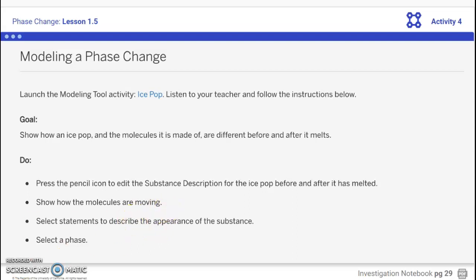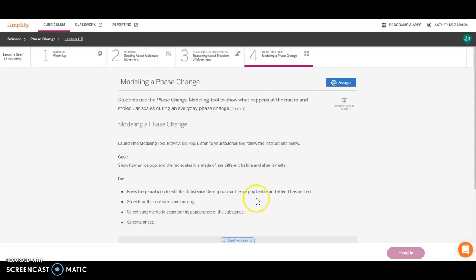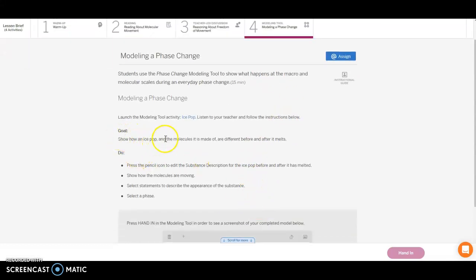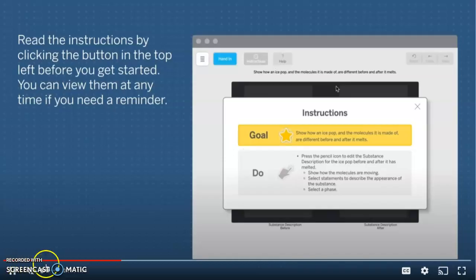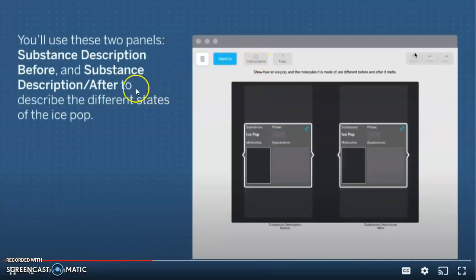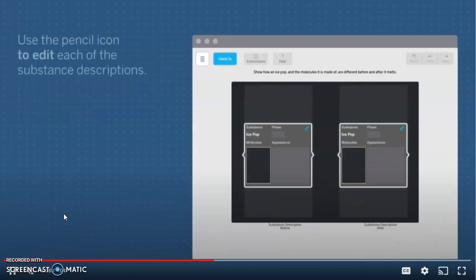As you can see, I hopped back over to Amplify. Your goal is to show how the ice pop and the molecules it is made of are different before and after it melts. You're going to click this right here and open up the sim or the modeling tool. There are instructions at the top right if you need them. You can review them anytime. You're going to use these 2 panels: the substance description before and the after description to describe the different states.